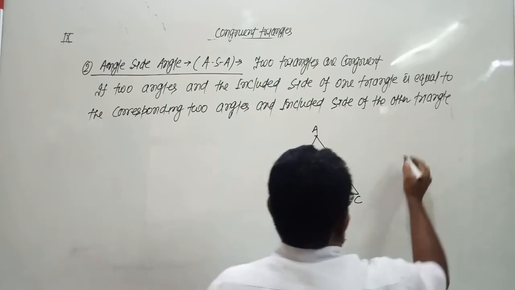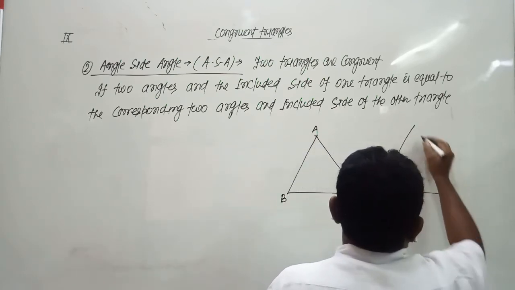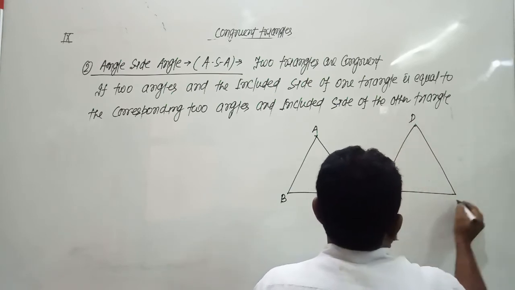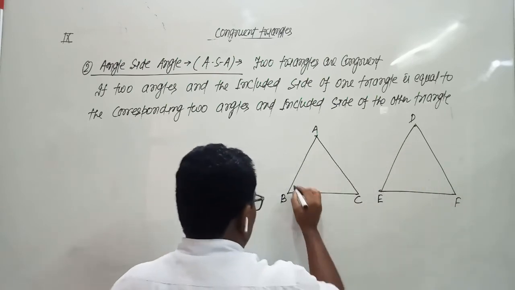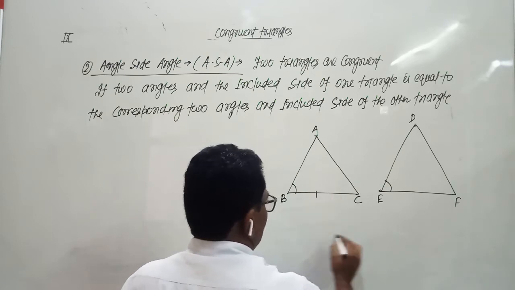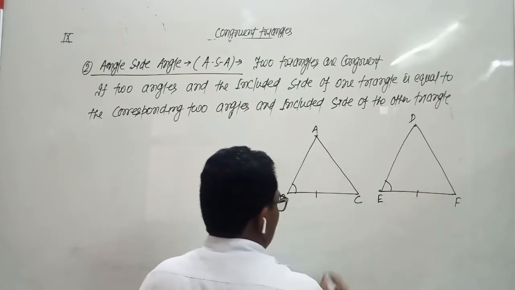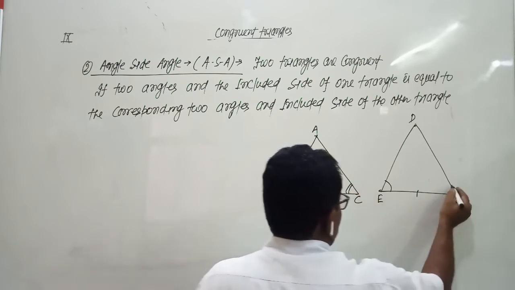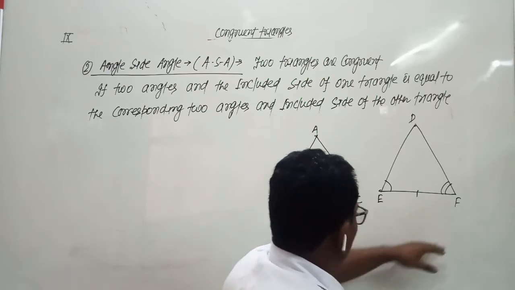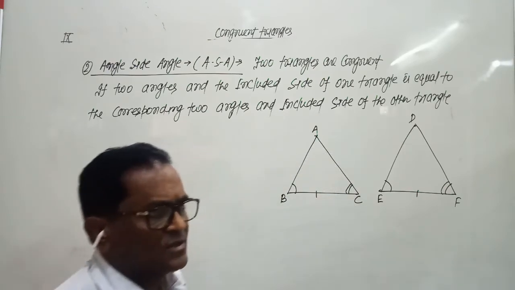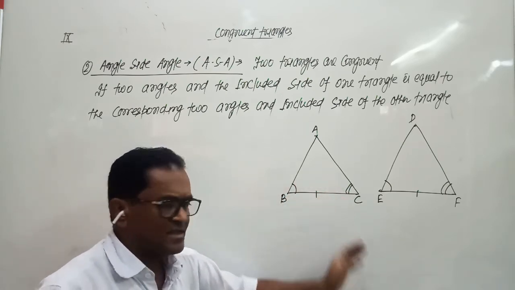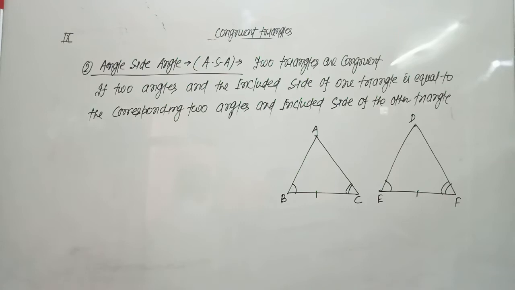Triangle ABC and triangle DEF, in which angle B equals angle E, side BC equals side EF, and angle C equals angle F. So BC and EF are the included sides of two angles. Between the two angles, BC is the included side.